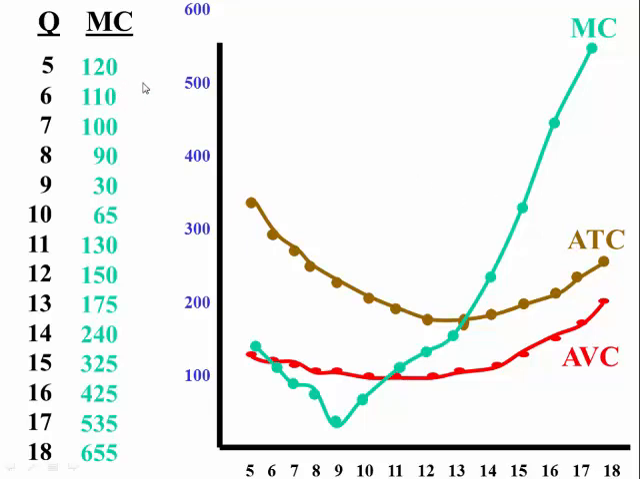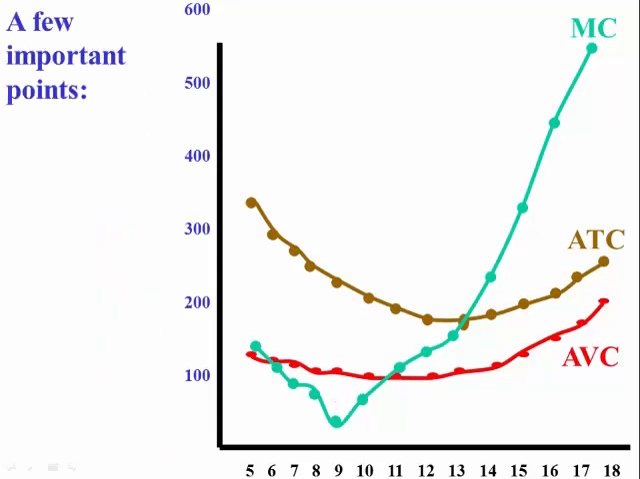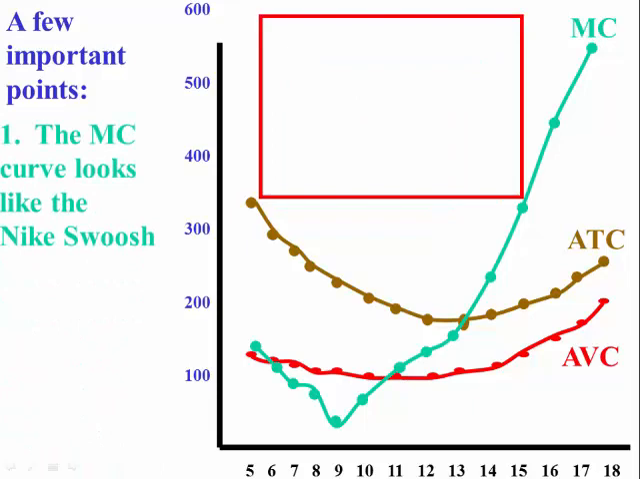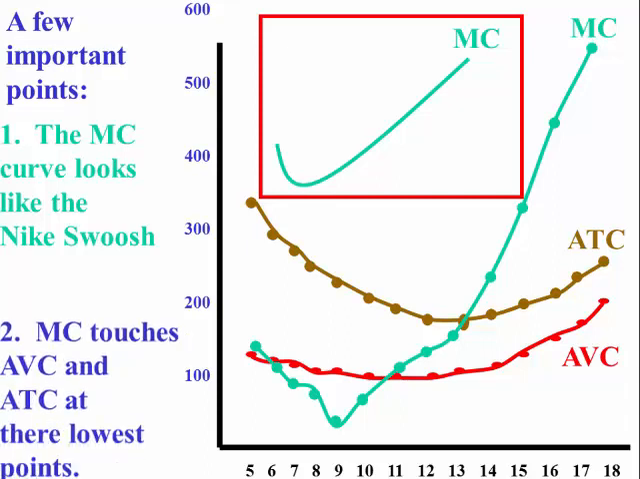Again, notice that at first the marginal cost goes down to the 9th unit, where marginal cost is at its lowest point. And then it begins to climb. Notice it starts up from 30 and heads all the way to 655. A few important points. The marginal cost curve, when you draw it now, looks like the Nike swoosh. So don't draw it jagged like I drew it on this graph. Make it look like the Nike swoosh.